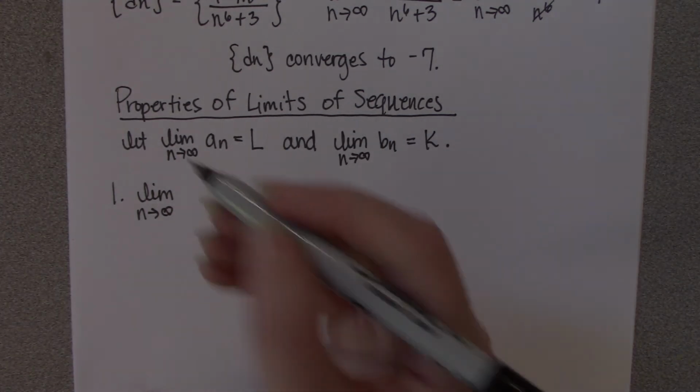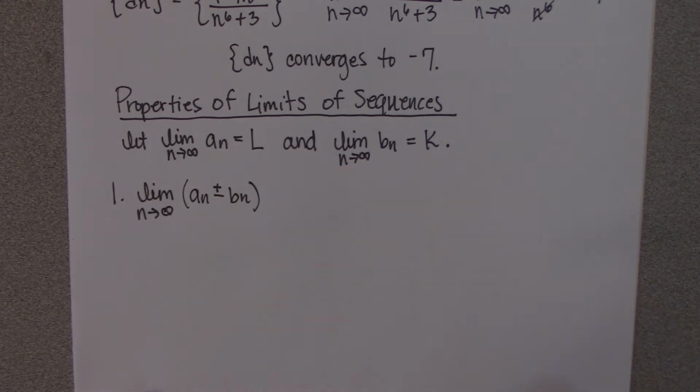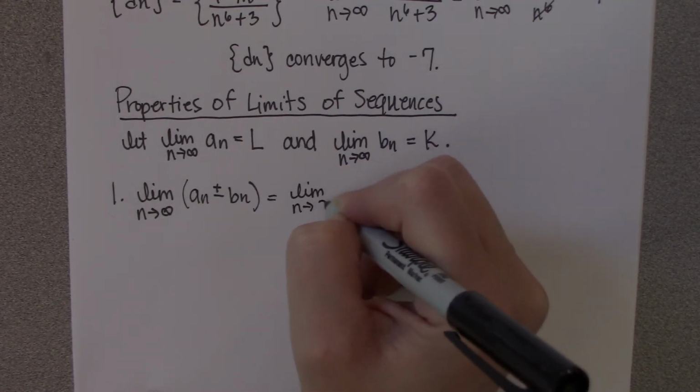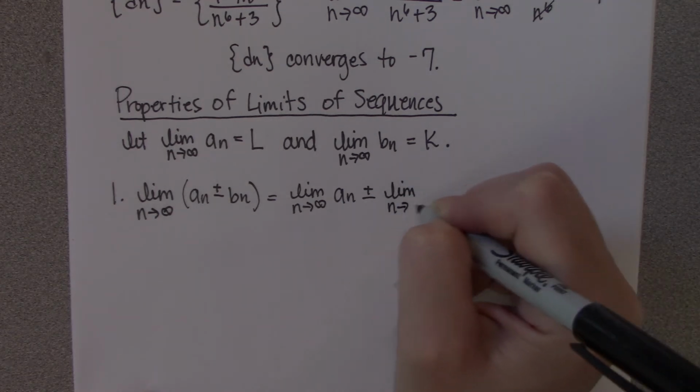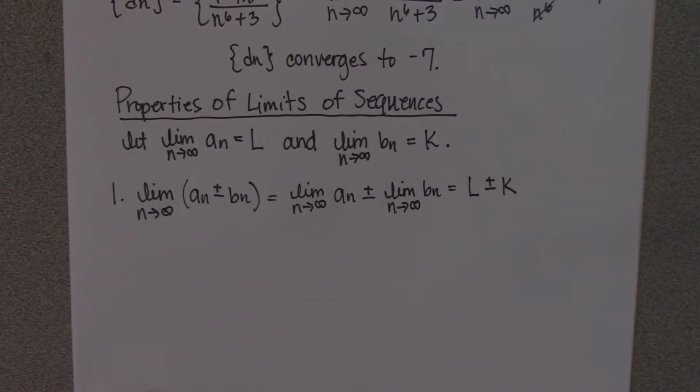Because their limits exist. So if I want to take the limit of the sum or difference of two sequences, we know from our properties of limits, we can take the limit of a sub n separately from the limit of b sub n, and so our result will just be L plus or minus k. Some of these properties are going to seem pretty obvious because they're an extension of the normal limit operations we're allowed to use.